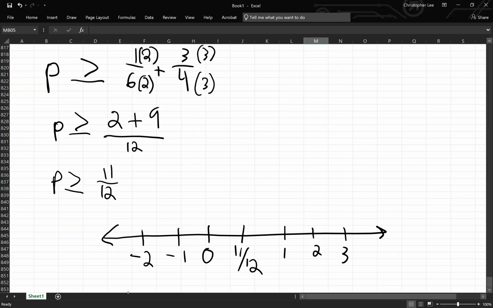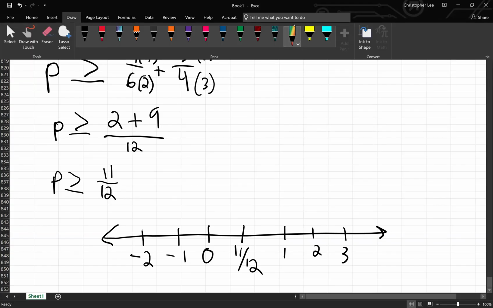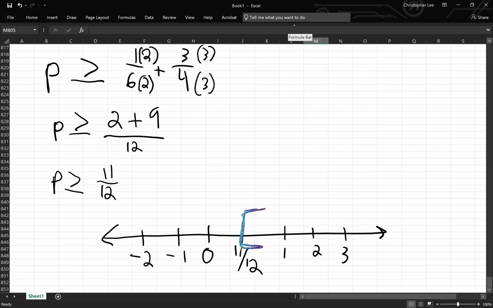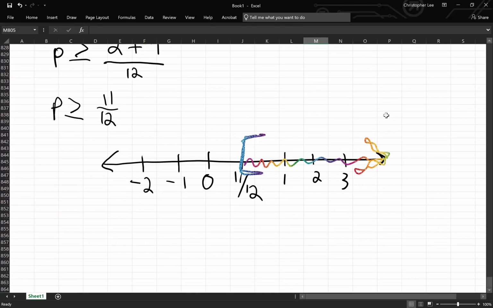That's simple. All right? So now this is greater than or equal to, so we're talking about a square bracket here. I'll do the rainbow. So now I want greater than or equal to, and we know greater than or equal to goes to the right. So close bracket, shade everything to the right. And that's it. All right. Let's talk interval notation. This is going to be open bracket, 11 over 12, comma, infinity, close parentheses.